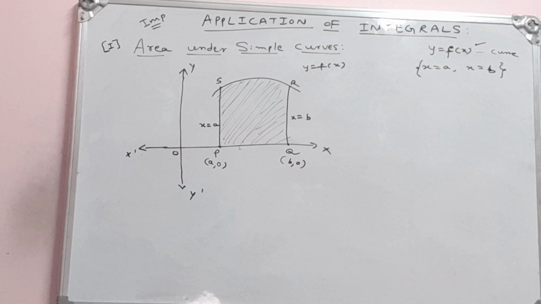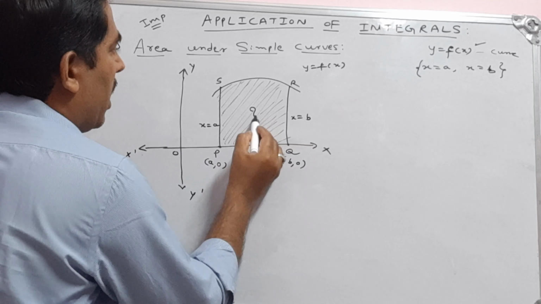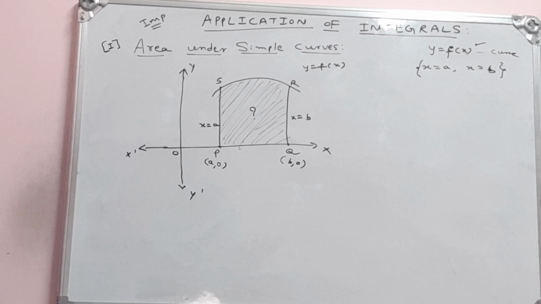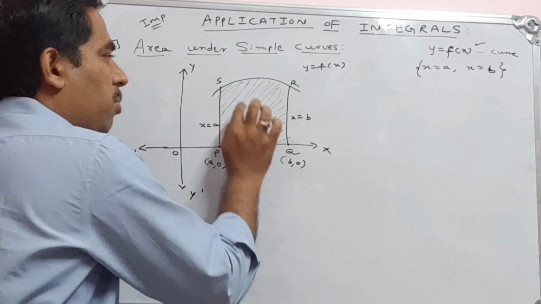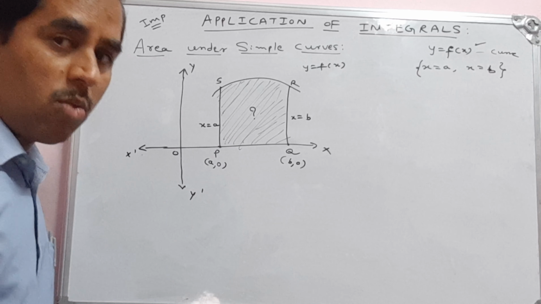So what is that region? That area means it is the region PQRS, the area under the region PQRS. The question is, we have to find out this area. I will put the question mark here. That means we want to find out this area. This area means where is that area and what it contains.